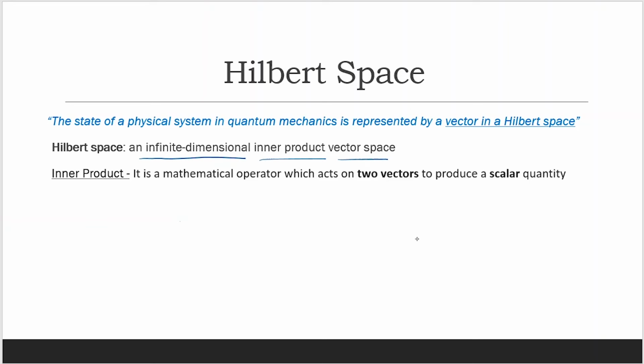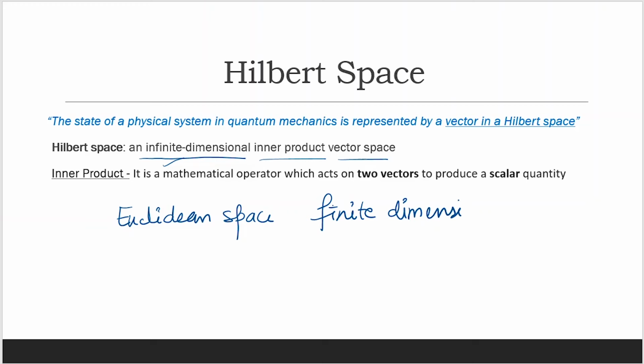So what do we know about infinite dimensional and what is an inner product? Let's see. You have read about Euclidean space, which is finite dimensional. In this space, in 2D and 3D, we generally use the dot product of two vectors to obtain a scalar quantity. If we move to infinite dimensional space, we generalize that dot product and name it the inner product.